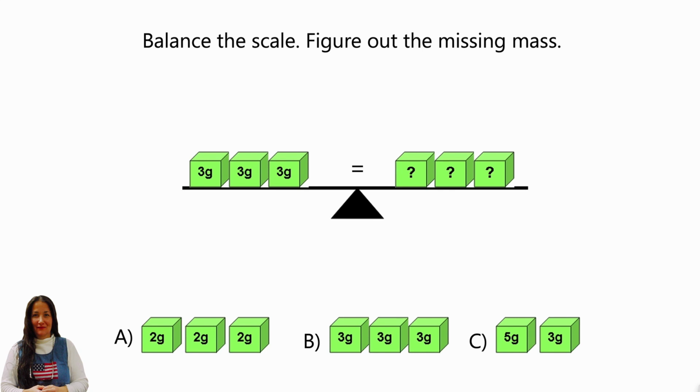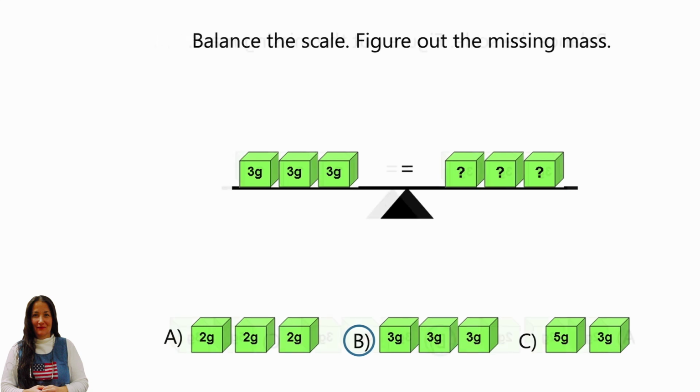A, 2 grams, 2 grams, 2 grams. B, 3 grams, 3 grams, 3 grams. Or C, 5 grams and 3 grams. 3 plus 3 plus 3 equals 9. So we would need B, because those are exactly the same. That would make the equation balanced and equal on both sides.